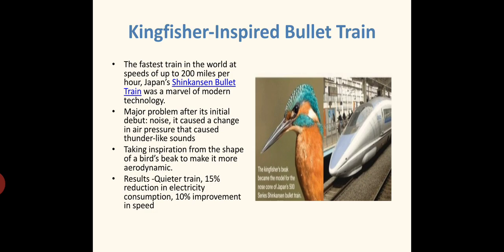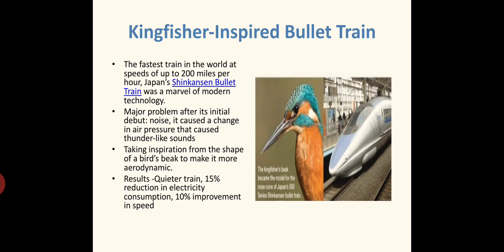Once it is moving at a very high speed, it creates some change in the air pressure that might have caused thunder-like sounds. So too much noise was there. In order to solve this problem, the engineers looked around in nature and found that, you might have seen this kingfisher bird, the nose of this bird is in a particular aerodynamic, sharp-like structure, so that the friction will be minimum.